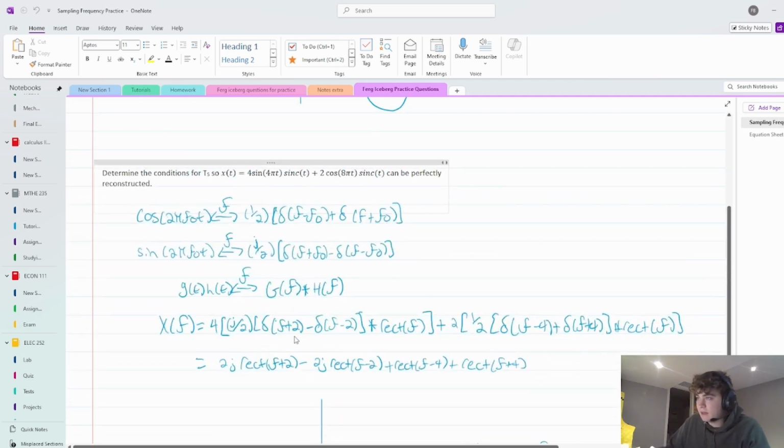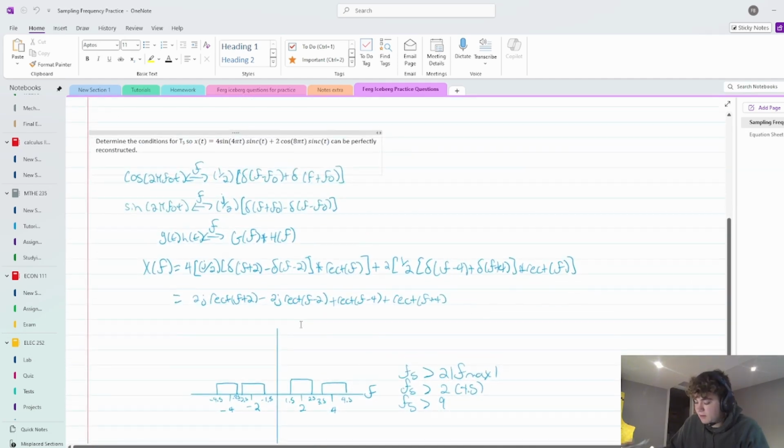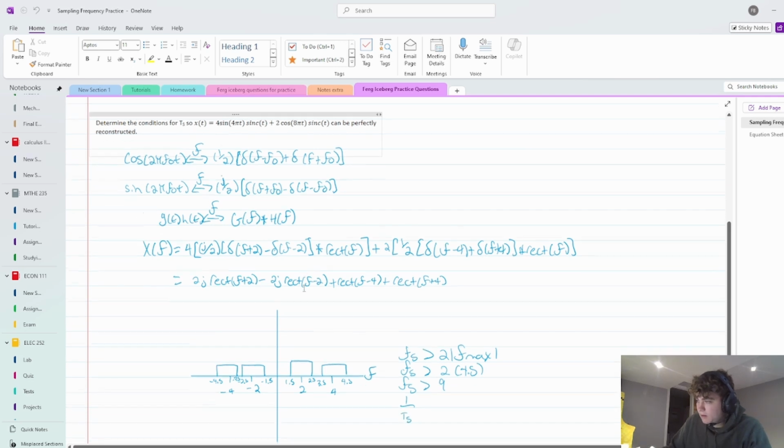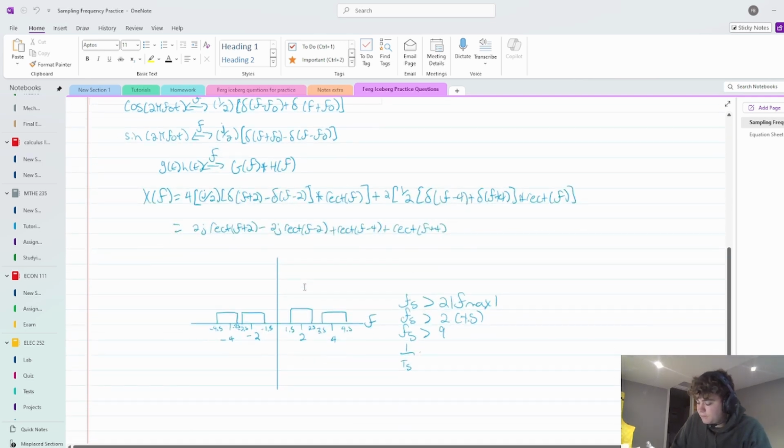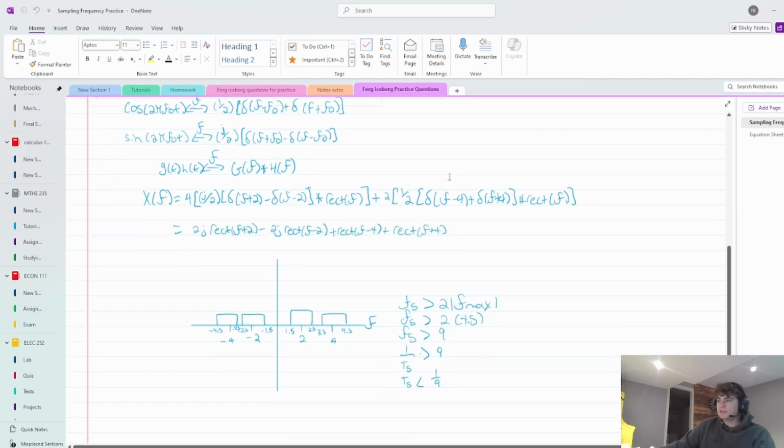The question initially asks what the sampling period would be. You know that frequency is just equal to 1 over the period. So you get 1 over the sampling period to be more than 9. Then you get the sampling period has to be less than 1 over 9. So that's your final answer there, for a question of this sort, where it asks for the sampling frequency or sampling period so that a function can be perfectly reconstructed.